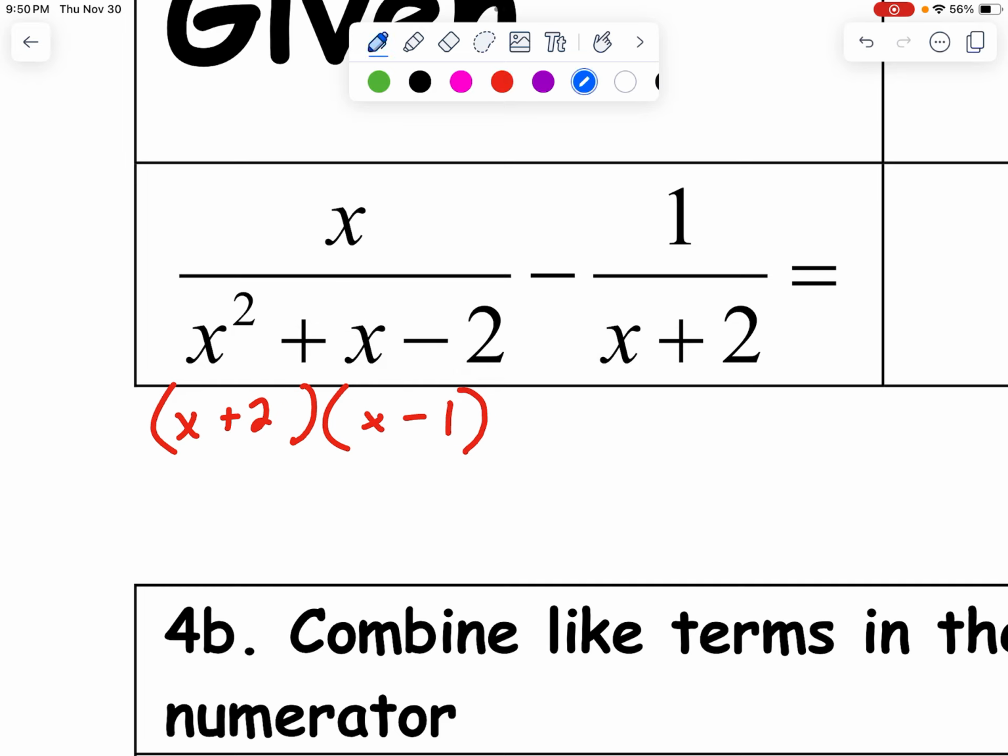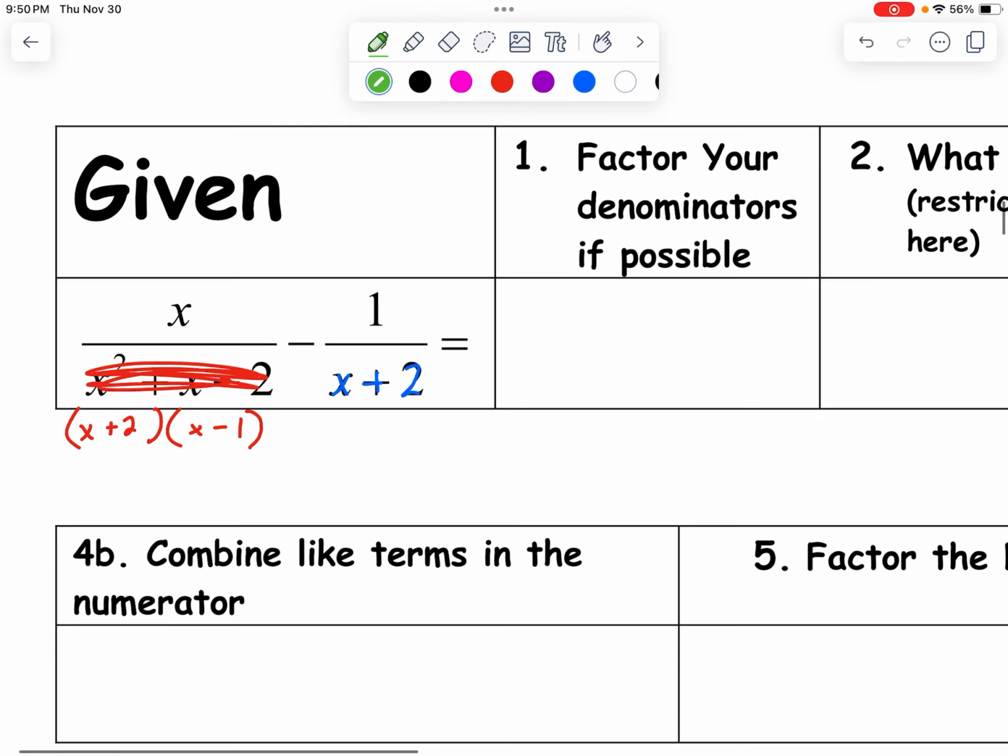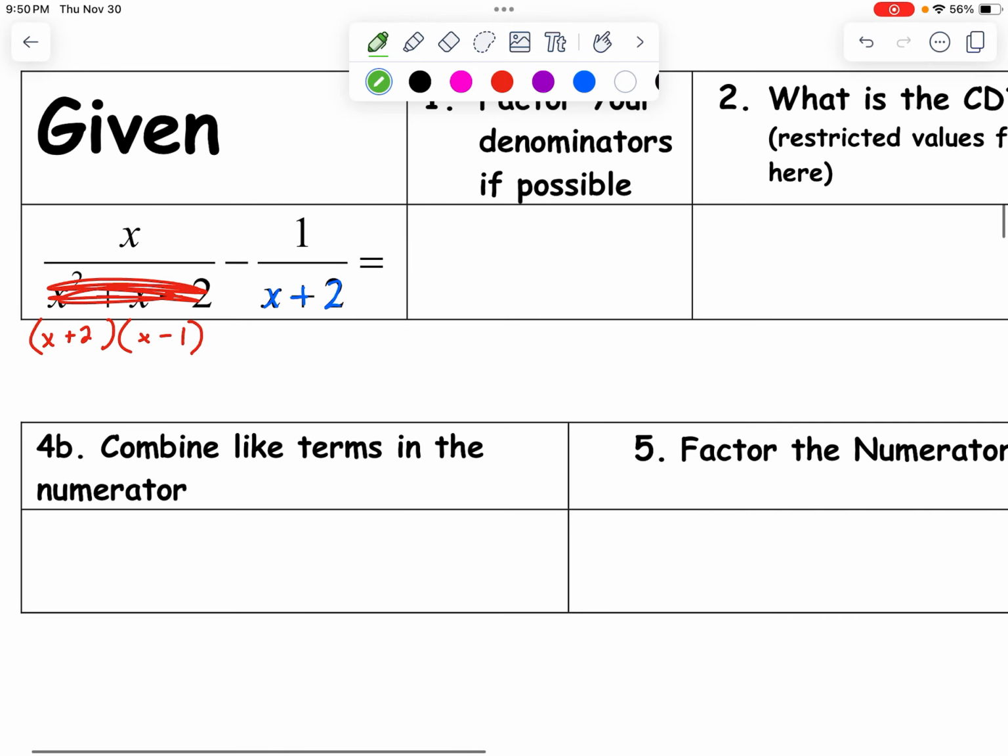And now, does this factor? No, it does not factor, so it's just x plus 2. I should not have written it again since it doesn't factor. So I'm just going to scribble that one out and leave that one alone. Can you guess, based off of what you see there, look at these denominators that I'm highlighting in brown.